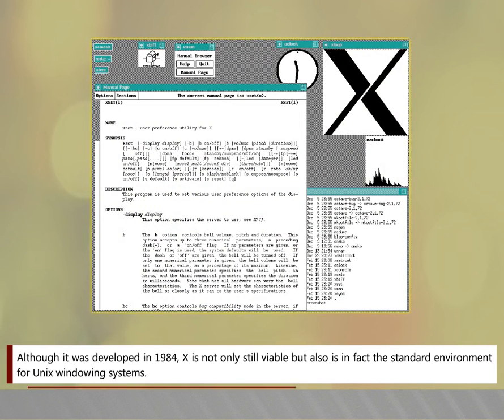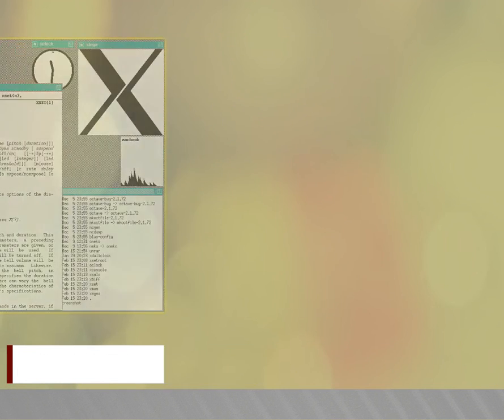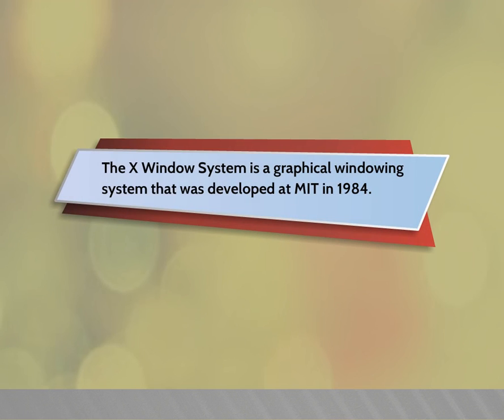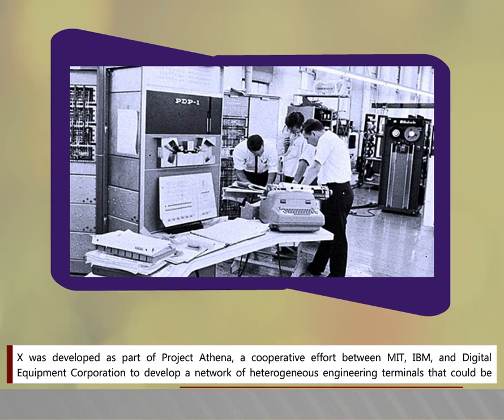Although it was developed in 1984, X is not only still viable but also is in fact the standard environment for Unix windowing systems. The X Windows system is a graphical windowing system that was developed at MIT in 1984. X was developed as part of Project Athena, a cooperative effort between MIT, IBM, and Digital Equipment Corporation to develop a network of heterogeneous engineering terminals that could be used for teaching purposes.